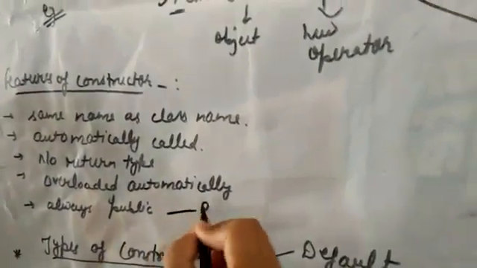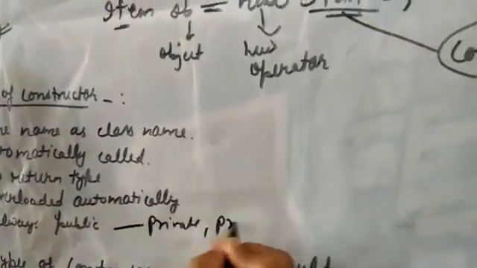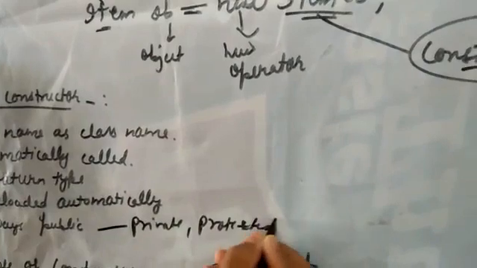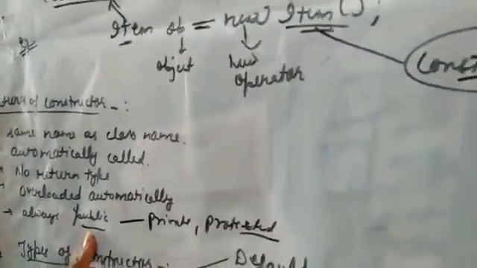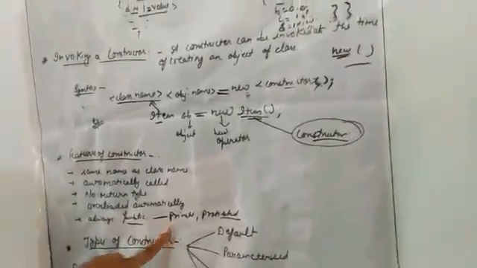Second, it is always public. Public means what? You know very well. So many access specifiers are there, like private, protected, and similarly public. So, a constructor is always public. A constructor is always called from outside the class while creating an object. Hence, the access specifier of a constructor is always public. A private member cannot access it. Remember this.